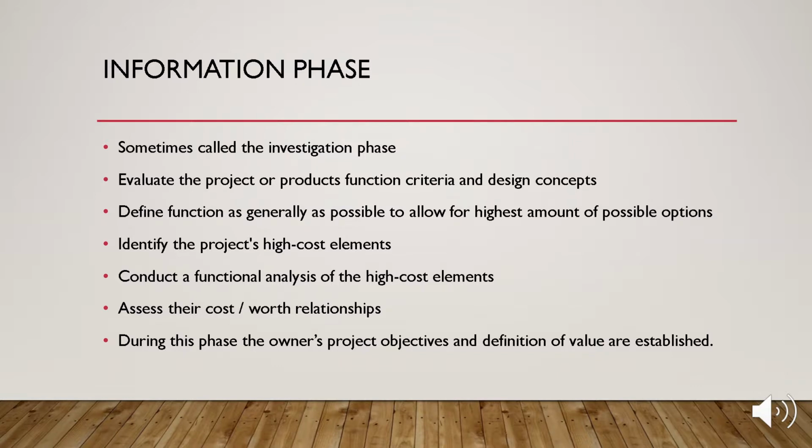In the information phase, sometimes called the investigation phase, the team evaluates the project and product's function, criteria, and design concepts. And the team does this as generally as possible, because if you keep the function as general as possible, you allow for the highest amount of options to meet that function. Now, to make the highest impact, the team identifies the project's high-cost elements and conducts a functional analysis of those high-cost elements and assesses their cost-worth relationships.